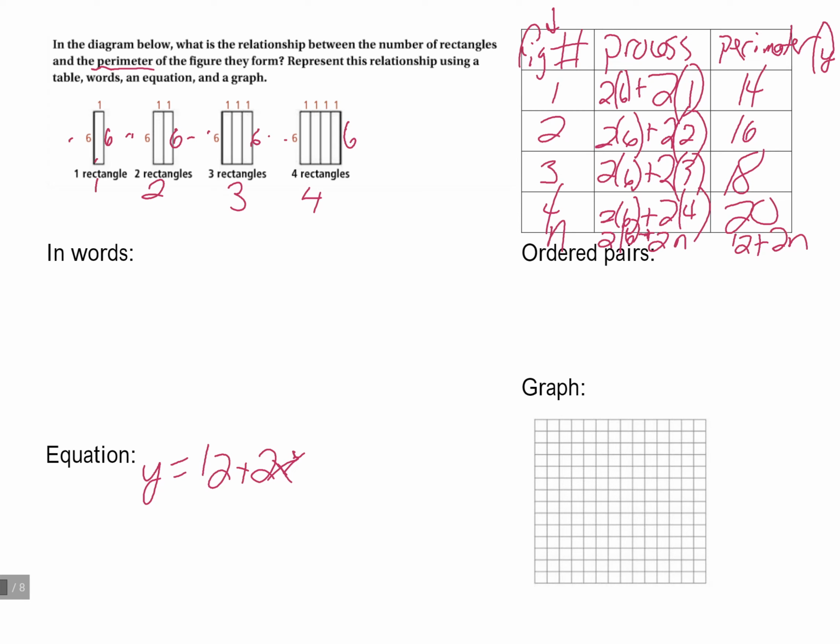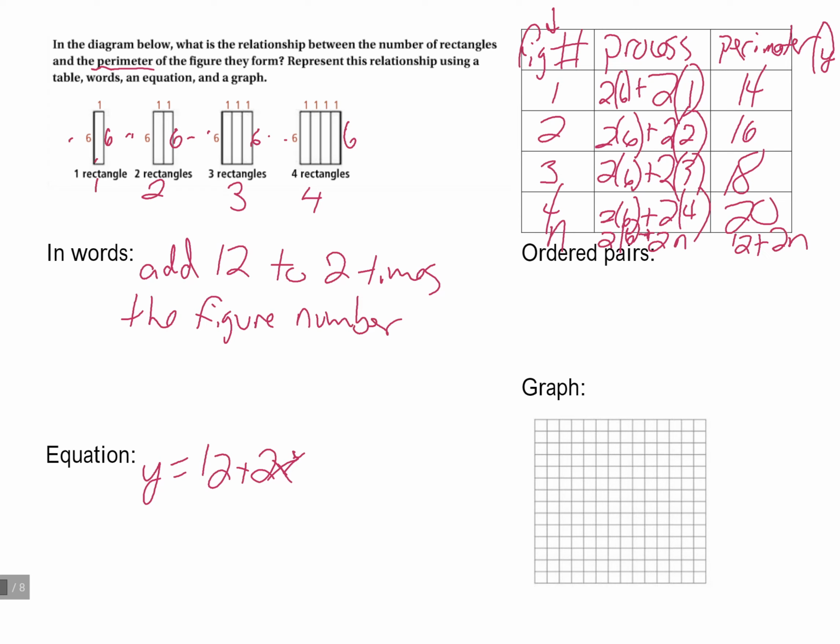So in words, what happens? Well, how did we come up with this? We're going to add 12 to what? 2 times the figure number. Okay, that's it. That's what we're doing.